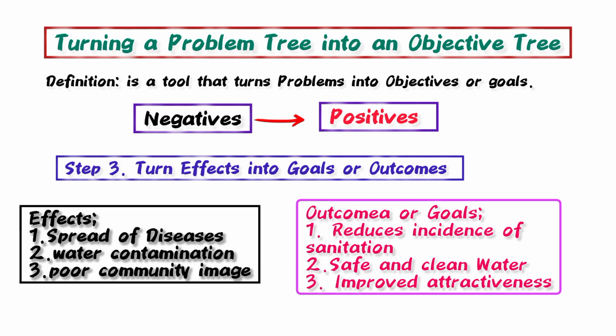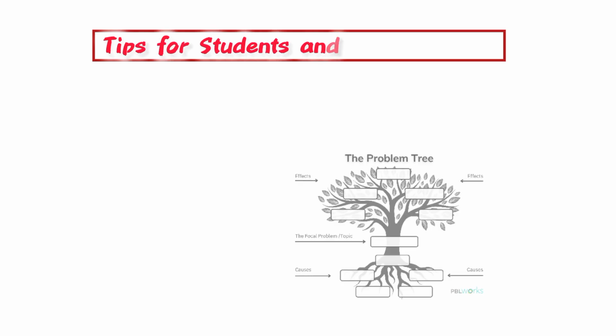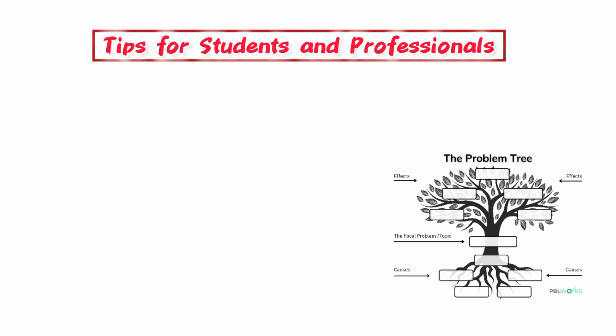So the objective tree shows what we want to achieve, and every objective is linked to a problem or effect from the problem tree. So by creating an objective tree, we now have a clear plan for action and measurable goals that can guide interventions, projects, and public health programs. Let me give you some tips for you to make your problem tree and objective tree effective.